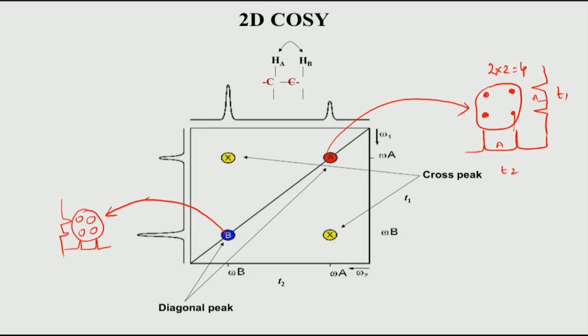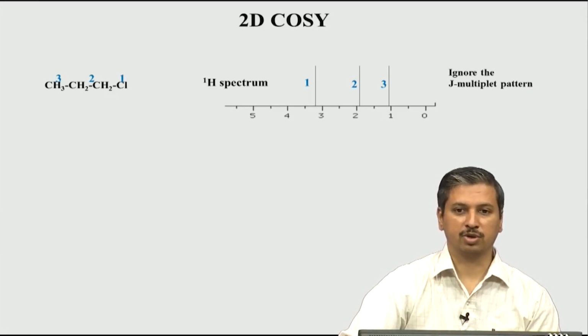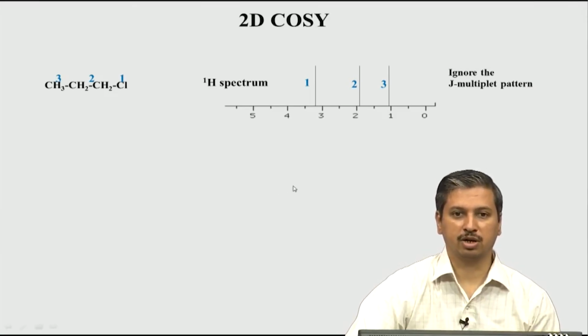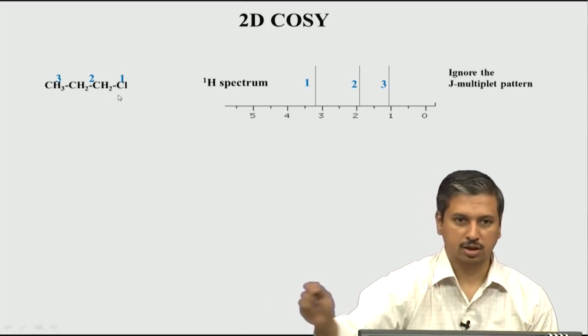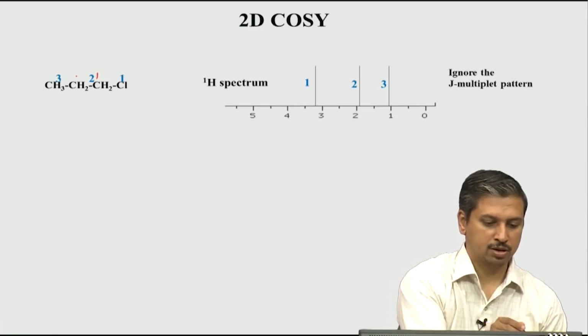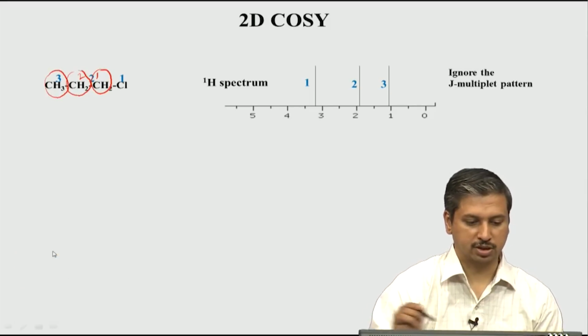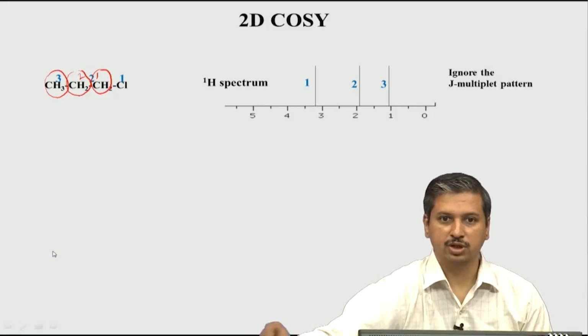Now let us again look at a schematic for a molecule. I am not going to show you the actual spectrum here, but schematically what you expect to get if you record a 2D COSY on, let us say, this molecule. Okay. So, we have propyl chloride. So, this is 1, this is 2, and this is 3. Again remember, we are looking only at the protons, hydrogen, we are not focusing on carbon.